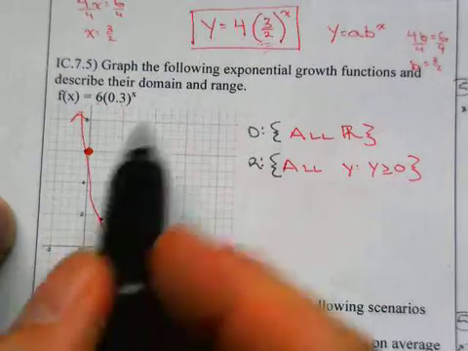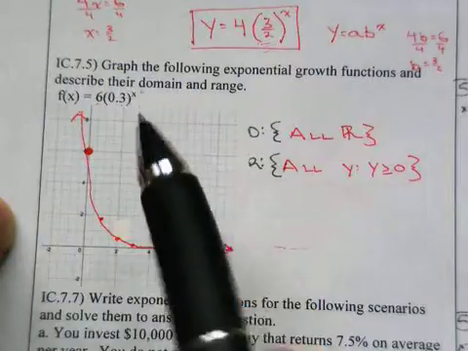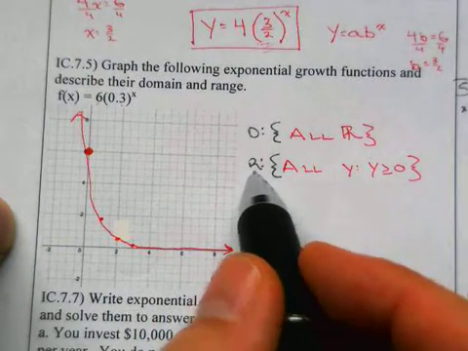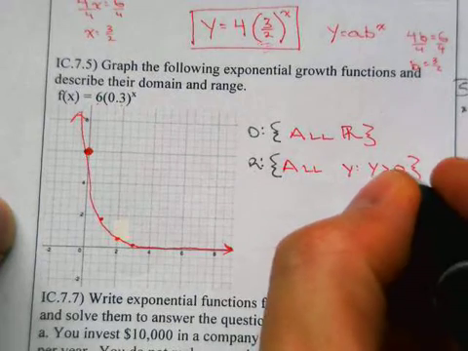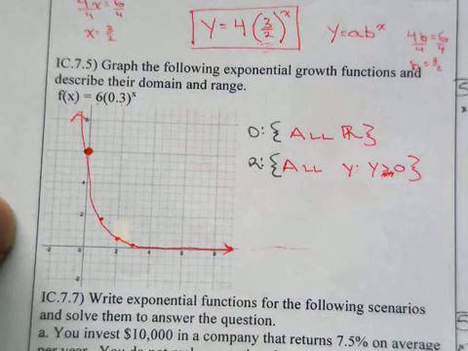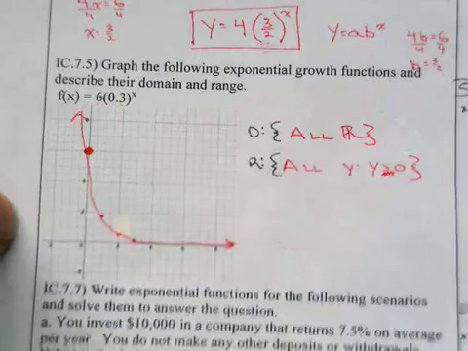For the domain, you can see all real numbers. It goes forever that way, it goes forever this way. In fact, it'd go really high, but it's possible. My range is all real numbers y greater than, not or equal to, just greater than 0. It will never actually get to 0. It'll definitely never cross 0, and so they will always be positive.